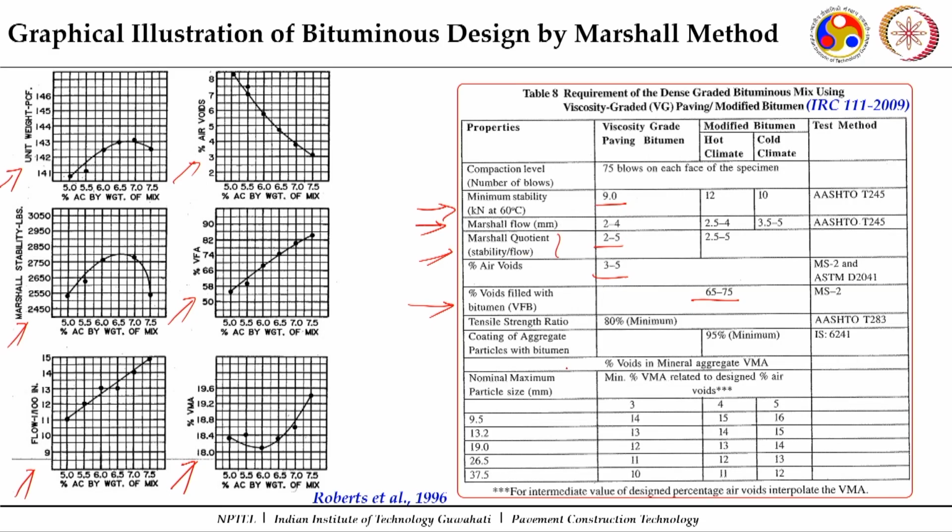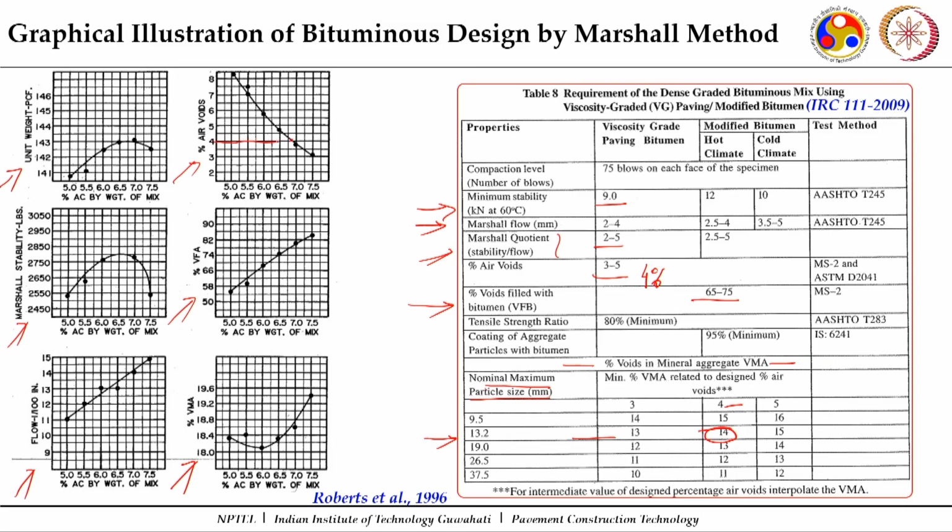Now, for the VMA, it depends upon the NMS of the aggregates in that particular gradation and the air void content which we are targeting. As mentioned previously, many a times we target a design air void content of 4%. So, if I look for an NMS of 13.2 for 4% of air void content, I will require minimum 14% VMA. So, one way I can do this is to look where I get a target air void content of 4%.